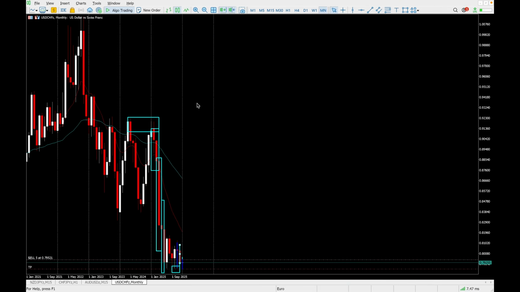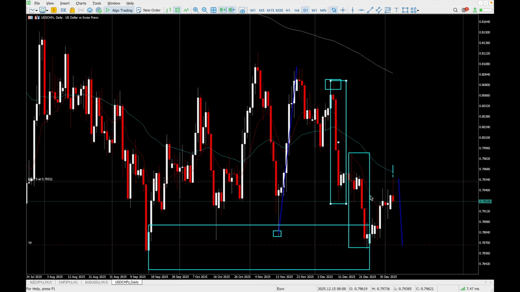All right, looking at it from the monthly, there's nothing much that we can identify on the left, so we're going to work with what we have. So this is what we can see. We had price giving us this consolidation area right here, breaking out. You can see the momentum, breaking structure, and price made its way back there.